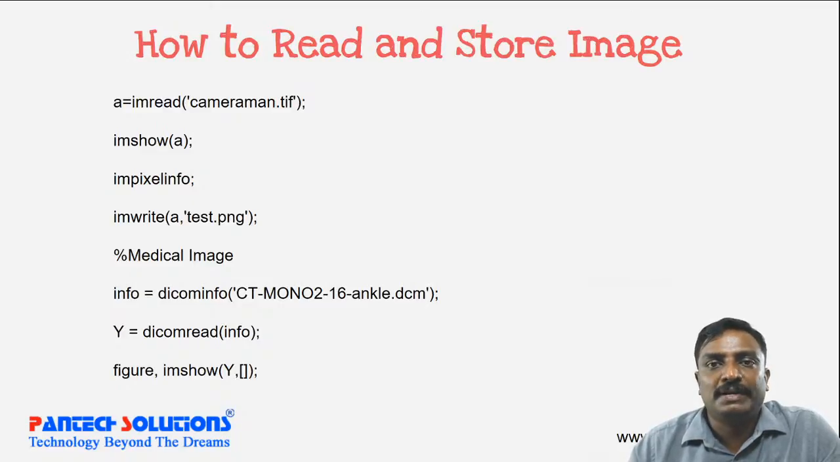For a color image, you will get three matrices. You will get a matrix for red, a matrix for green, and a matrix for blue. RGB format.